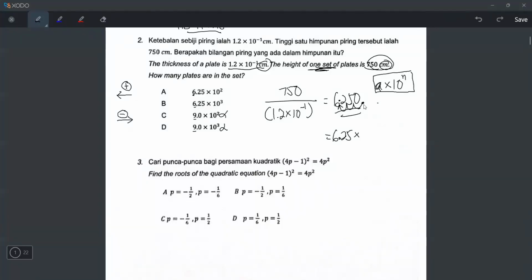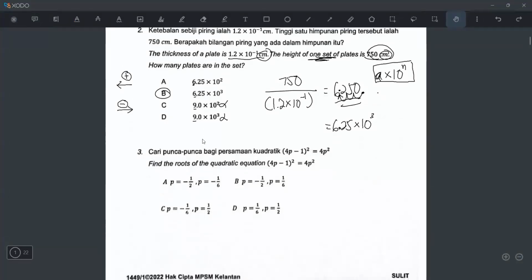What do I mean by that? You are moving 3 times to the left. It means it will be times 10 power positive 3. If you're moving to the left, then it's plus. If you move to the right, then you have to minus. So the answer should be B. Just remember this: to the left is plus, to the right is minus.